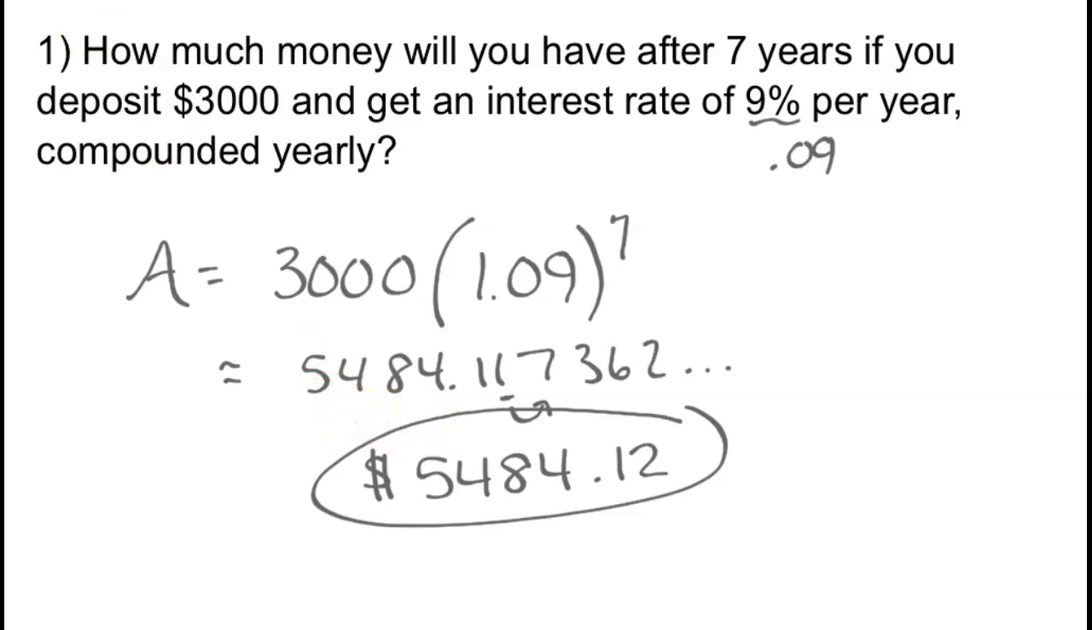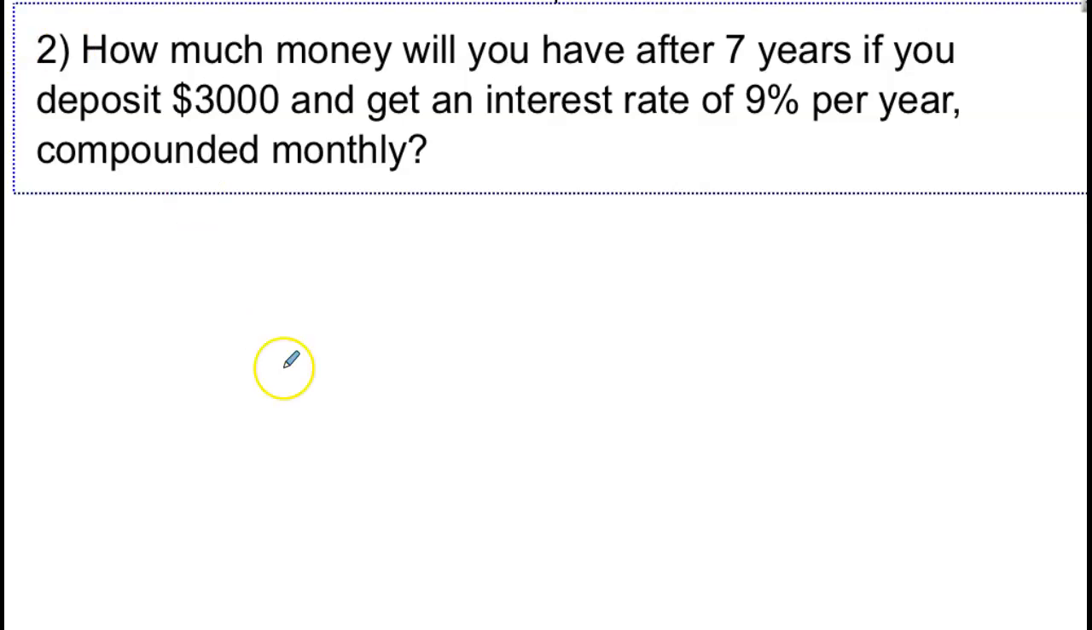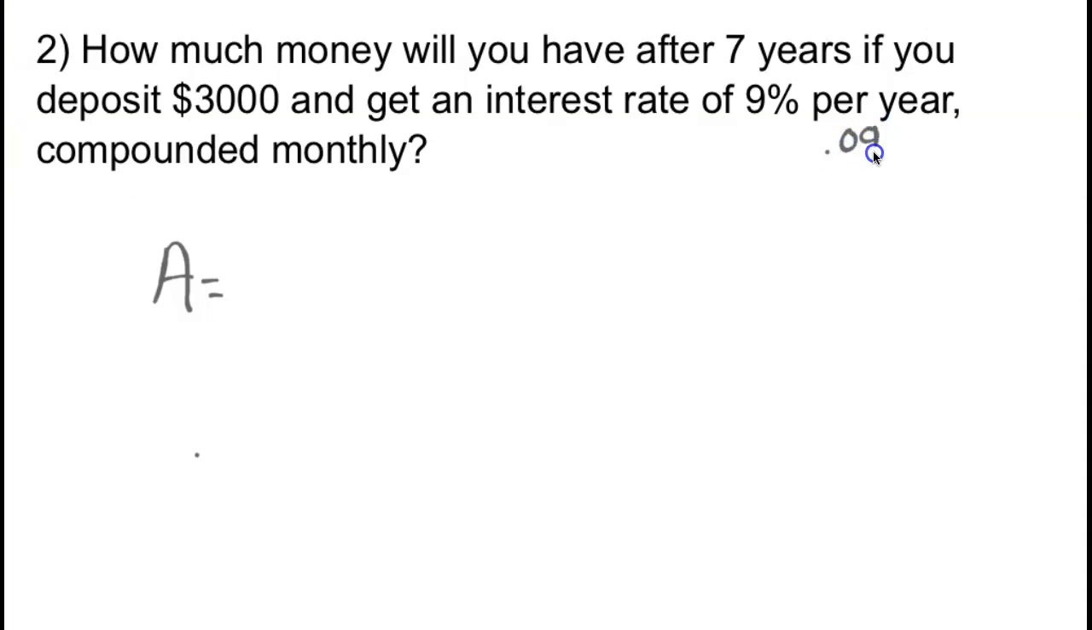Okay, so let's talk about this in the same idea. Same thing: you have 7 years, you deposit $3,000, you get 9% interest rate per year, but this time it's compounded monthly. This one's a little bit more complicated, where you have to decide: if I have my 9% interest rate but I'm compounding it monthly, I have to divide that by 12 to get how much I end up with per month.